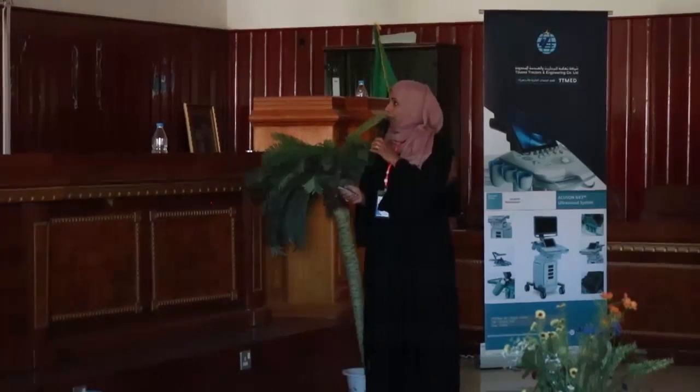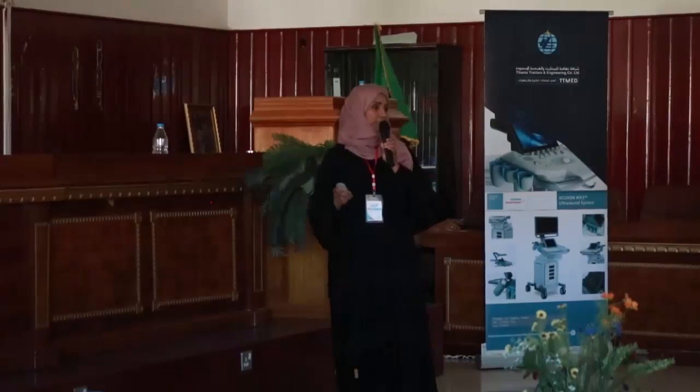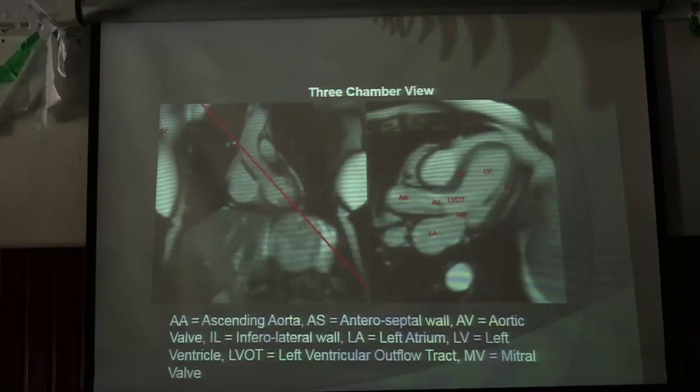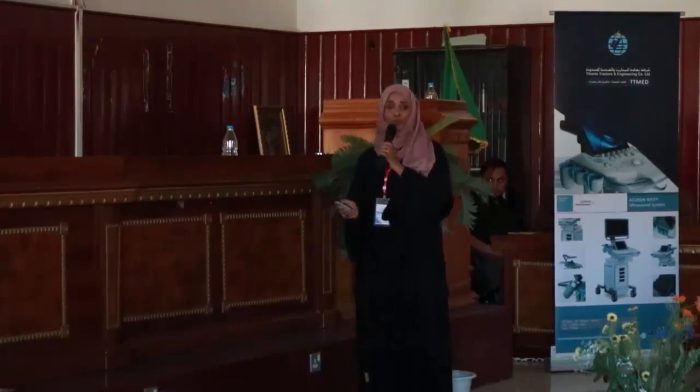This is the two-chamber, the short axis view. Both ventricles can be seen, the septum, anterior, inferior, and lateral wall. The three-chamber view is used for evaluation of the left ventricular outflow tract, left atrium, left ventricle, aortic valve, and ascending aorta, the intra-atrial septum and the inferolateral wall.